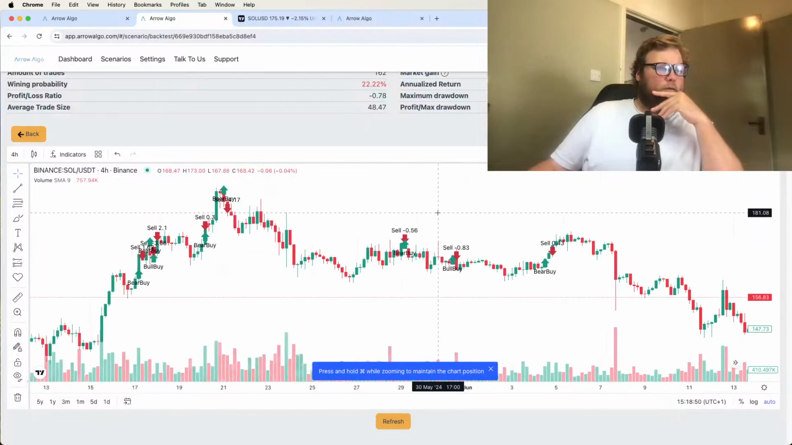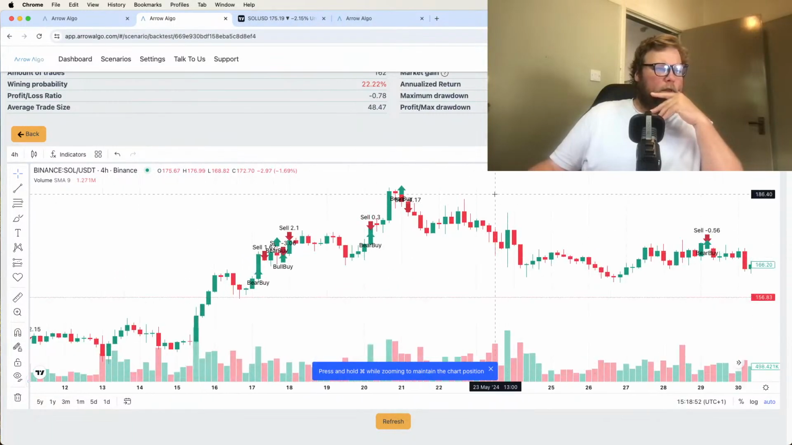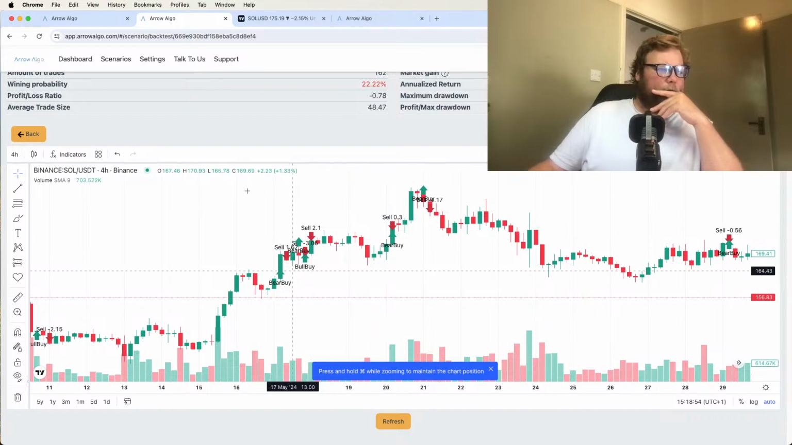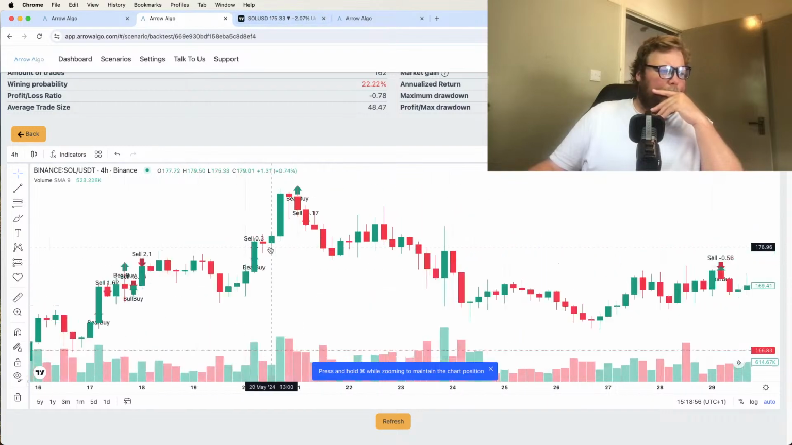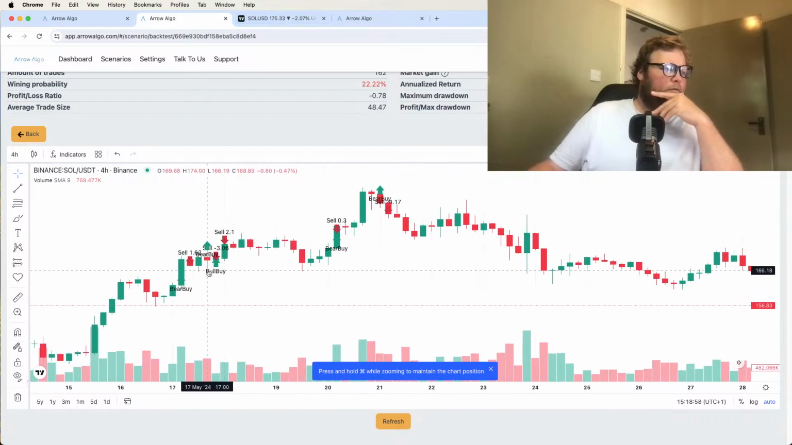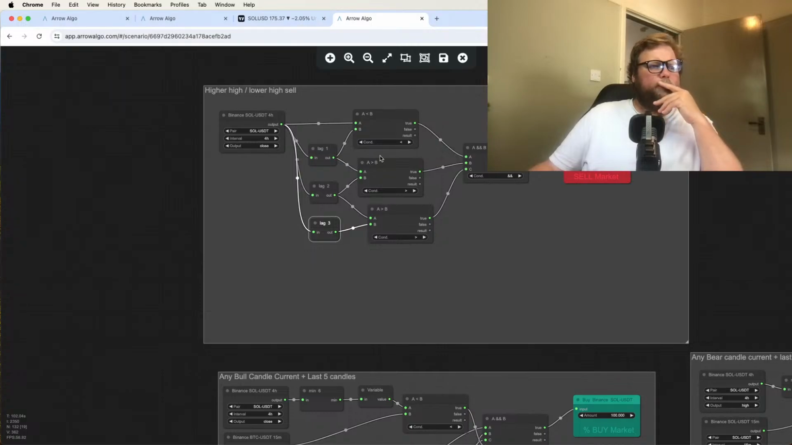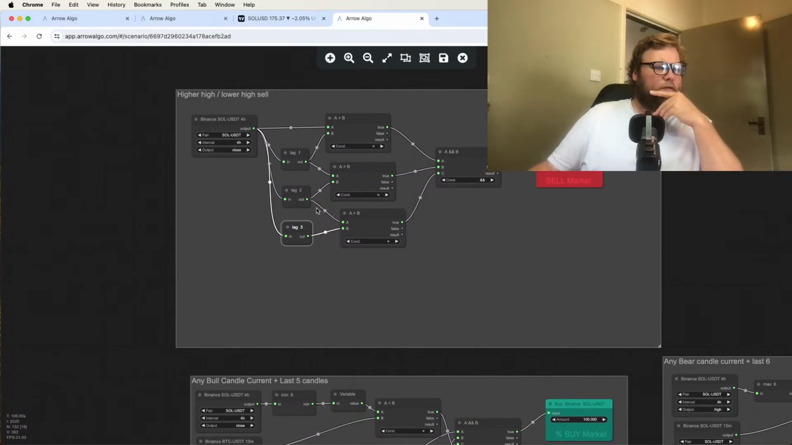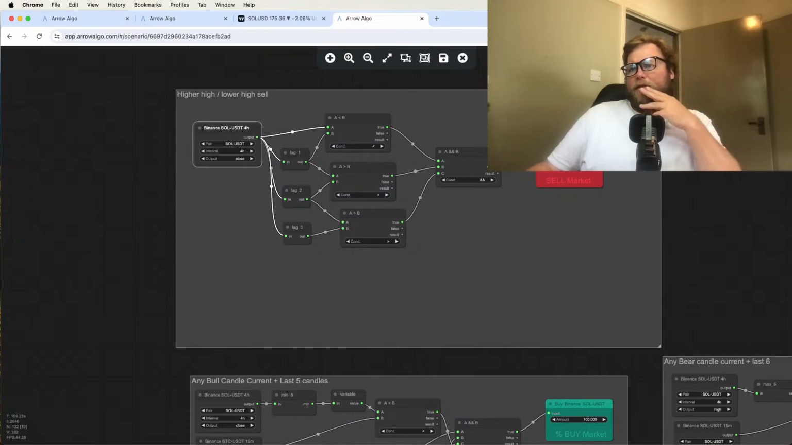So if I change this to a 4-hour candle, again, this is the kind of action that we were seeing. 3 rising prices followed by a falling price. Well, 2 rising prices followed by a falling price. So we're going to see if we can make this a little bit cleverer.